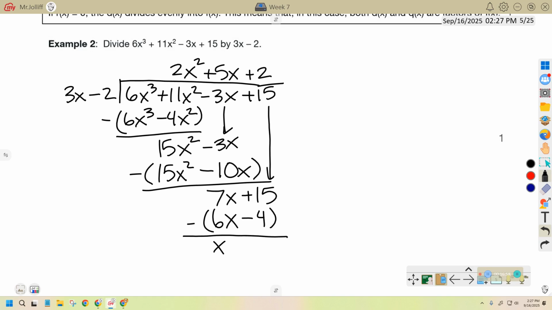I agree with the x. I agree with the plus. 15 plus 4 is 19. X plus 19. Good. That is the end of the process because I don't have anything left to bring down, which means this is my remainder.